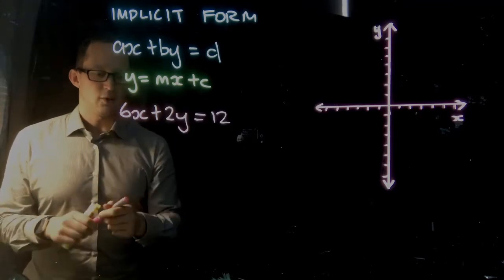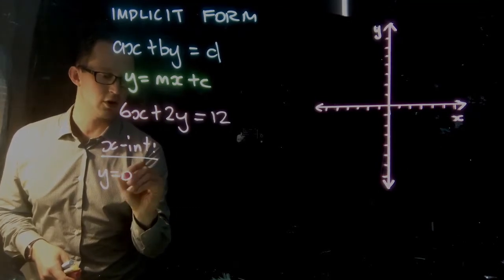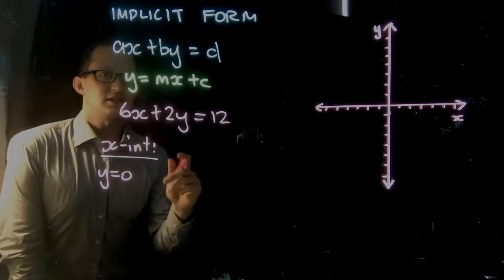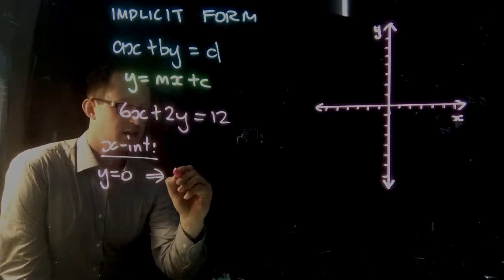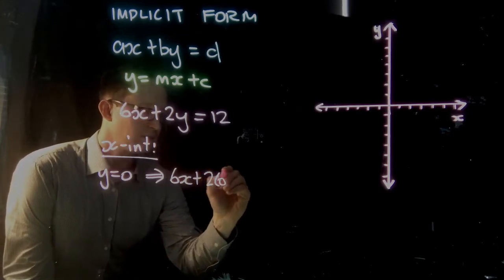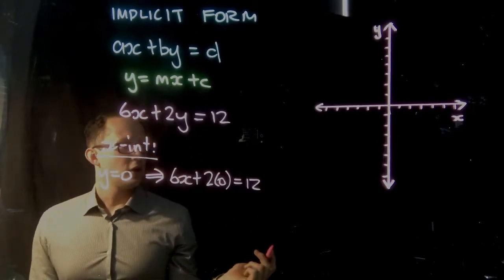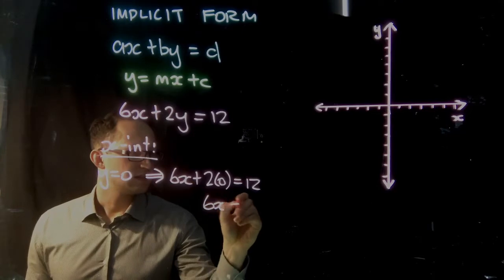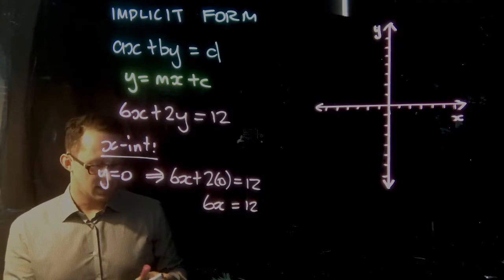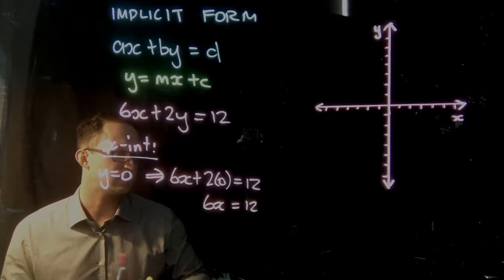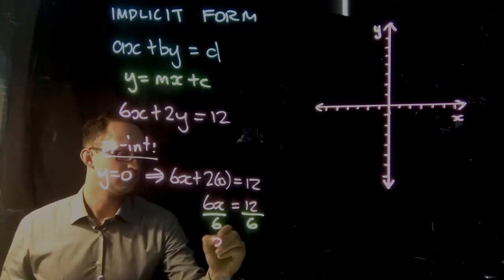So the first point that we're going to find is the x-intercept. The x-intercept occurs when y is equal to 0. So we take our equation 6x plus 2y equals 12 and substitute in y equals 0. So 6x plus 2 times 0 is equal to 12. 2 times 0 effectively cancels out, so we get 6x is equal to 12. To solve this, we want to turn 6x into x, so we divide both sides of our equation by 6, and we get that x is equal to 2.